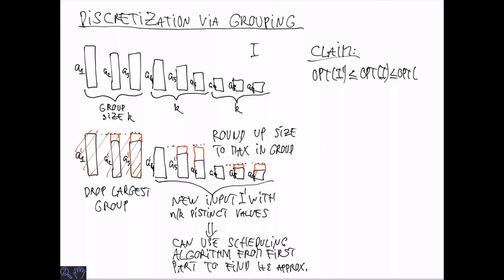We claim that the solution to I prime actually tells us something useful about the solution to I. So in particular, the solution to I prime has value that is less than or equal to opt of I, but it's not too far from opt of I. So it's less than opt of I by at most k. So let's argue for these two inequalities one by one.